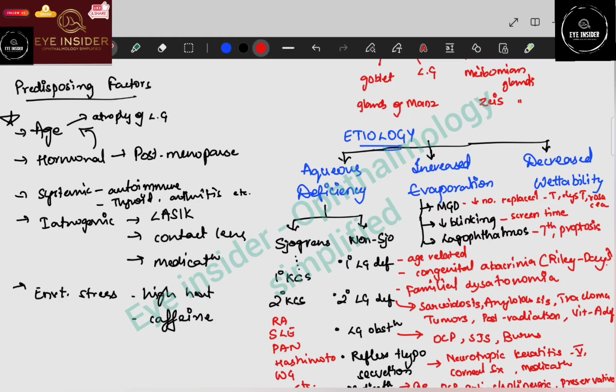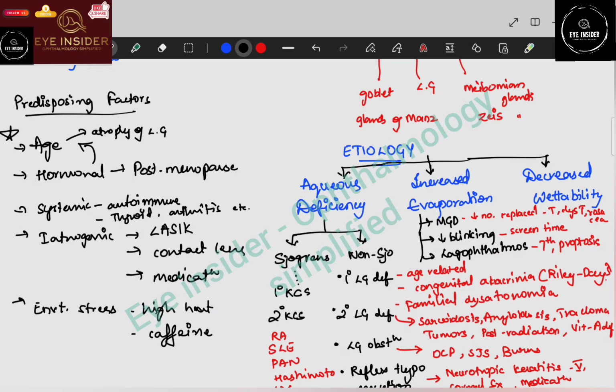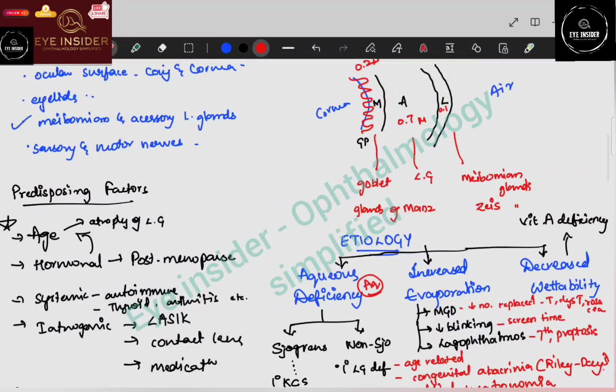Then we have decreased wettability dry eye, which occurs in case of vitamin A deficiency, wherein the goblet cells are involved. Okay, so this is the basic etiology. The aqueous deficiency involves the aqueous layer, increased evaporation is due to the lipid layer, and the decreased wettability is due to the mucin layer. So this etiology corresponds with the tear film layers.